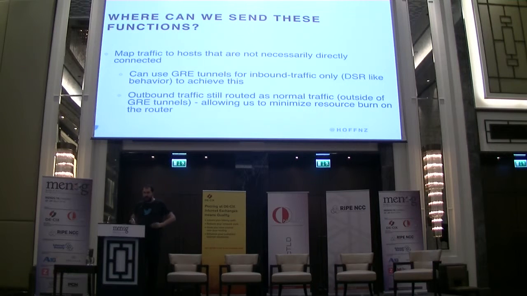So the next thing that load balancers do is they map traffic to hosts that are not necessarily directly connected. And much like we were using in a layer 7 load balancer world, we're continuing to use GRE tunnels for inbound traffic. And a direct server return-like behavior is what we wanted to achieve. So we're only placing the inbound traffic from the internet to the server into GRE tunnels. Outbound traffic is still routed via the normal routing path we would see out of the data centers.